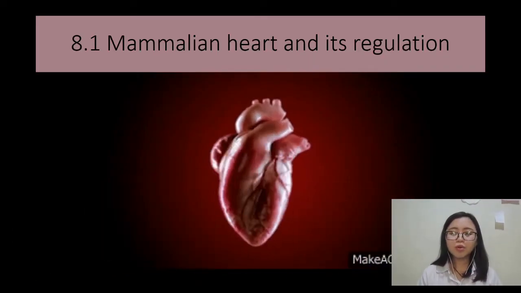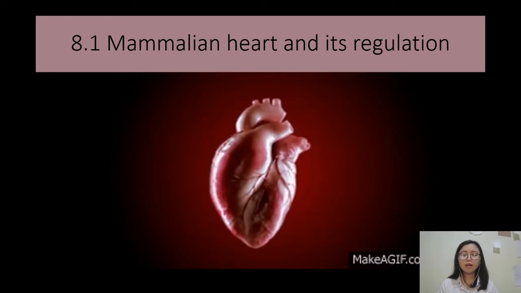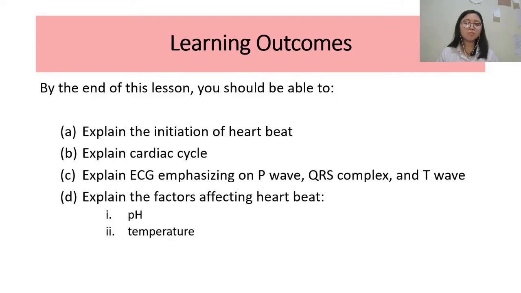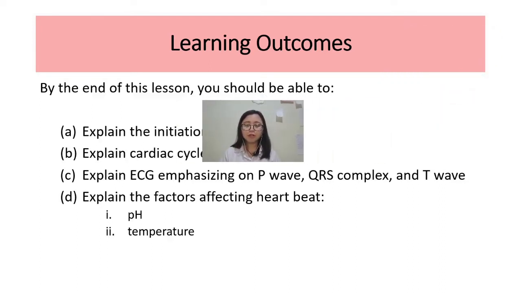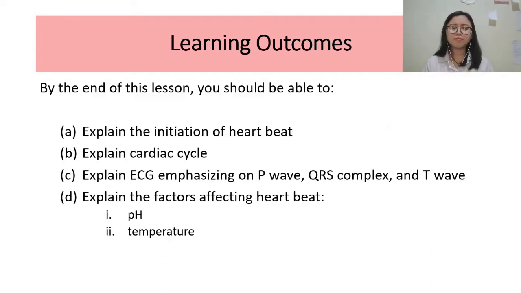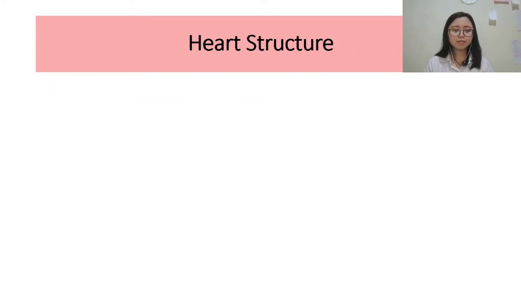In today's lesson, we are going to learn about the mammalian heart and its regulation. My expectations for you by the end of this lesson are that you would be able to explain the initiation of a heartbeat. You should be able to explain what a cardiac cycle is. And you should be able to explain ECG by emphasizing the P wave, QRS complex, and T wave. This may sound a little bit difficult now if you never read this before, but after you read it, you're going to find that it's actually quite simple and straightforward. And last but not least, you will explain the factors that affect your heartbeat.